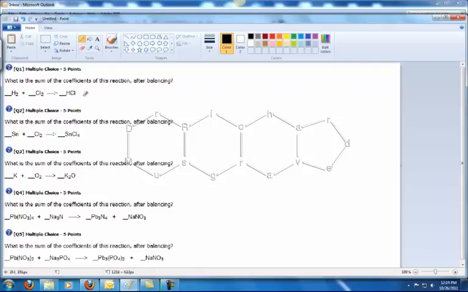We can never, for example, change that HCl to H2Cl2. That just changes the compound completely then. So I can change the number of molecules I have, but I can't change the actual molecules themselves.